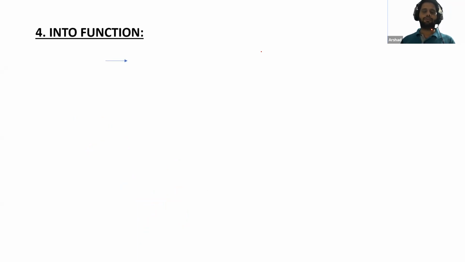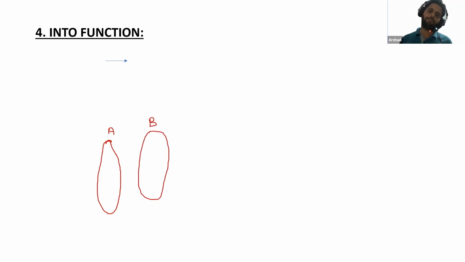Next is into function. If anyone missed anything, then please let me know. I will change the slide. Okay. Next is an into function. What is into? It is just the opposite of onto function. So what happened in onto function? In set B, you should not have any element which does not have its pre-image in set A. Now, what happens in into function?